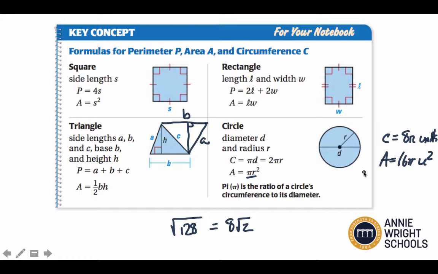If you have to round, please use the pi button on your calculator because it's more accurate to a few more decimal places than 3.14. Remember, pi, like the square root of 2, goes on forever. So we like the number 8 root 2 and we like the number 8 pi, or we like the number 16 pi. Don't forget, area and perimeter should have units.